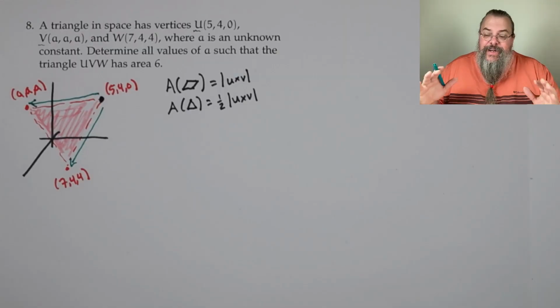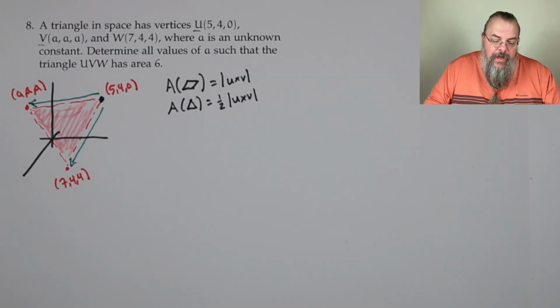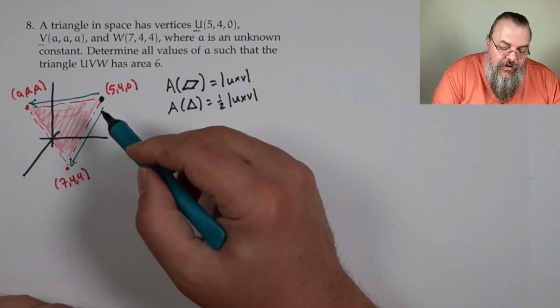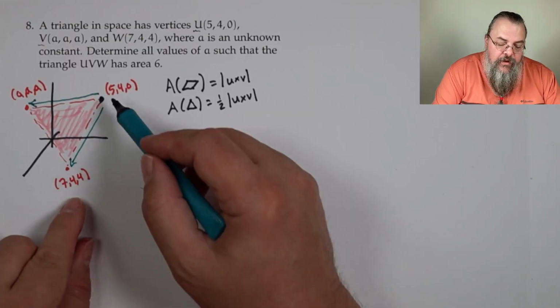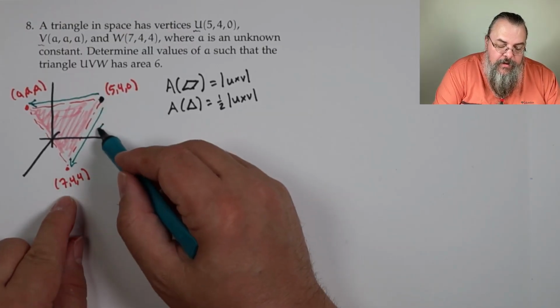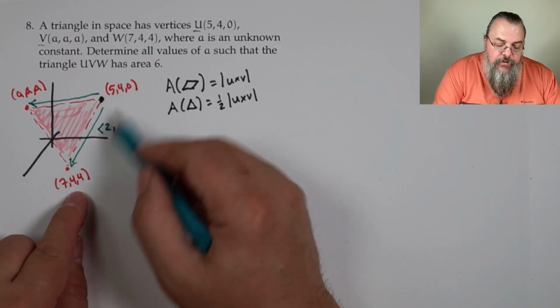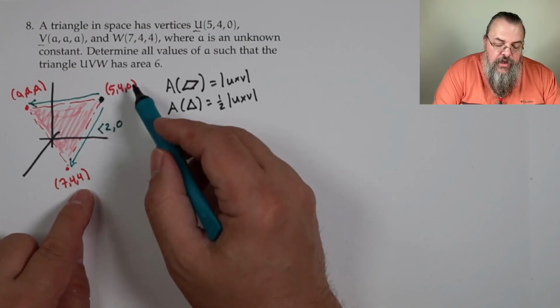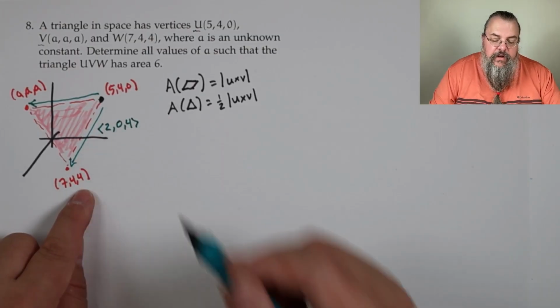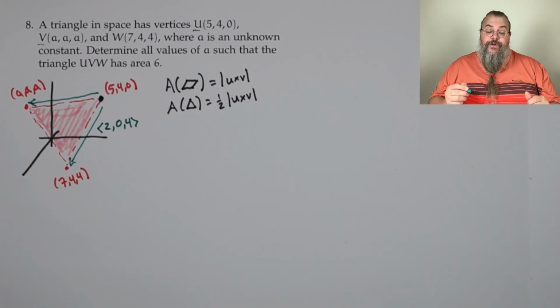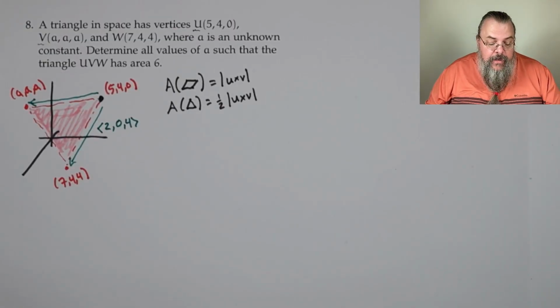You'll get the right answer with any vertex. So let's talk about the vectors involved. I need to go from (5, 4, 0) to (7, 4, 4). So 5 up to 7 means I went up by 2. 4 to 4 says there was no change. And then 0 to 4 says I went up by 4. So that's the vector ⟨2, 0, 4⟩. That's good to know. Actually, it's a pretty convenient vector, ⟨2, 0, 4⟩.